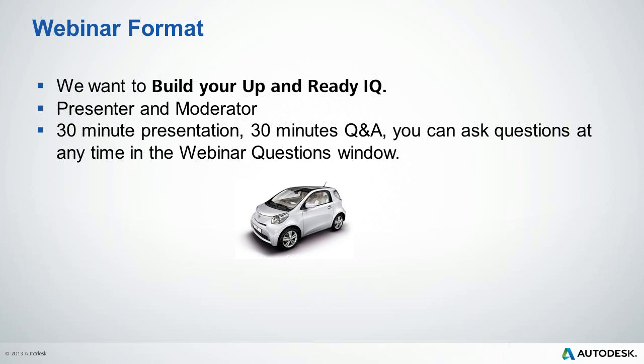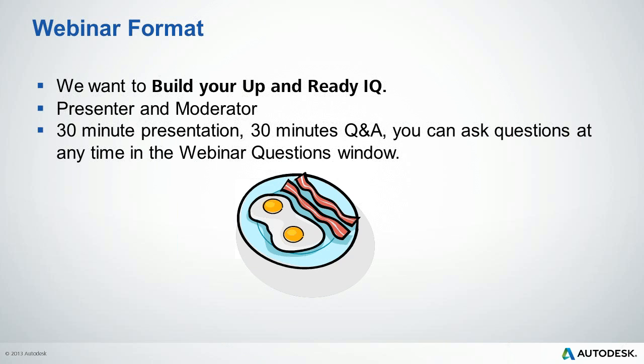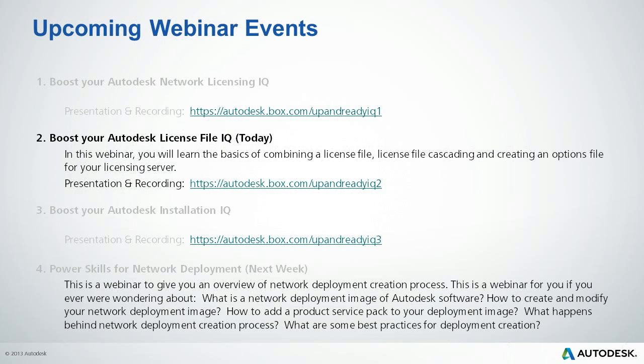The bottom line is we want to try and build some IQ, and ultimately we want to make it easy. These are some of the upcoming webinar events. The original first one was Network Licensing IQ. This is the location for the files. Today we're doing the Autodesk License IQ. We had to redo it because we had a fatal blue screen error about 2 weeks ago. Last week we did the Installation IQ, and next week we're going to be doing Power Skills for network deployment.